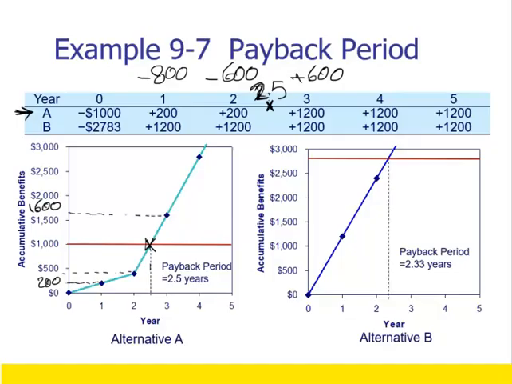And the reason the slope of this line is different is because at first the income this alternative generates is 200, but after that it becomes 1,200. But for the other one, the slope is all the same, 1,200. So at 2.33, it gets to the line. So it's payback period, and it's simple, no confusion, practical, and it works.